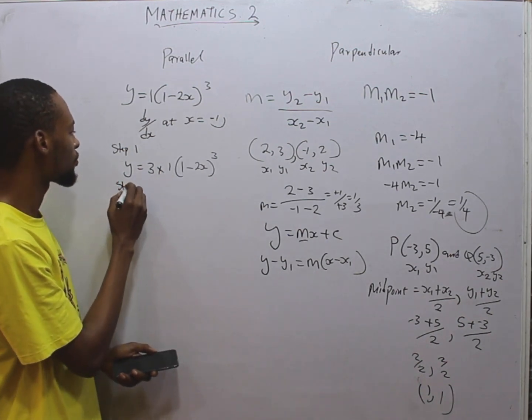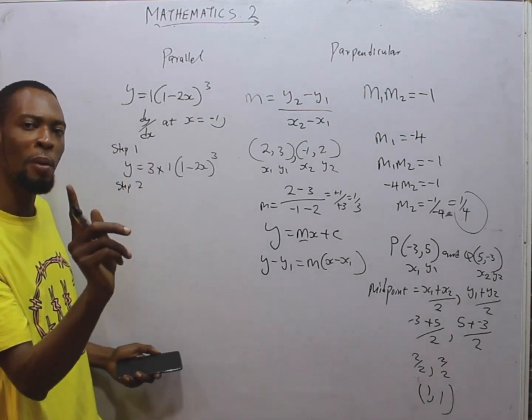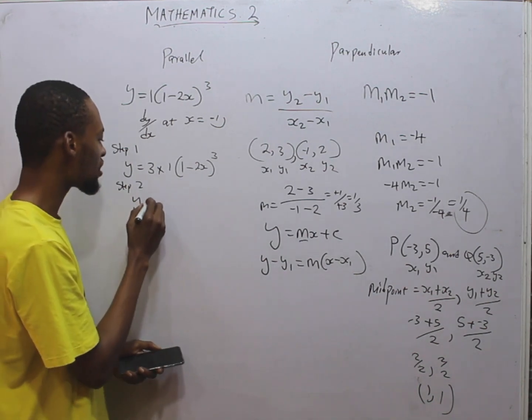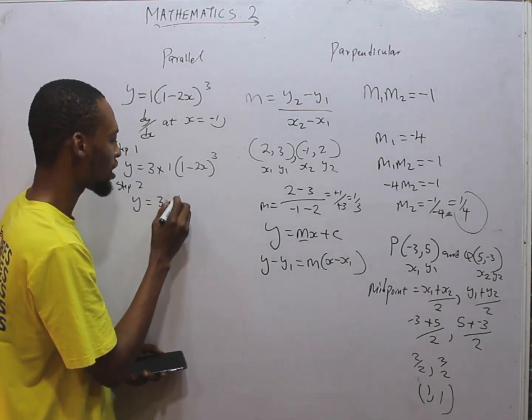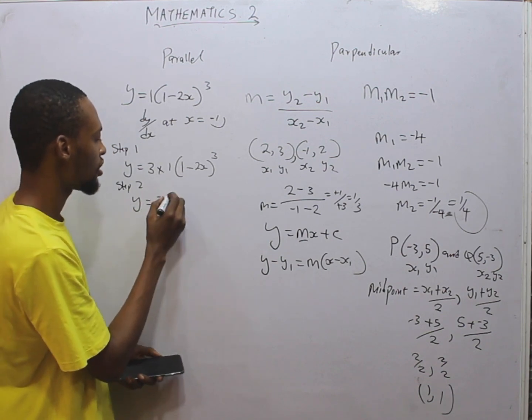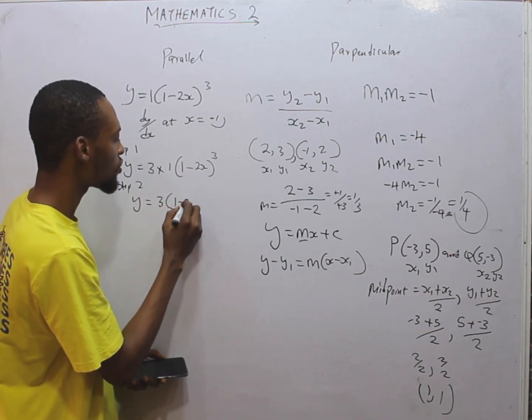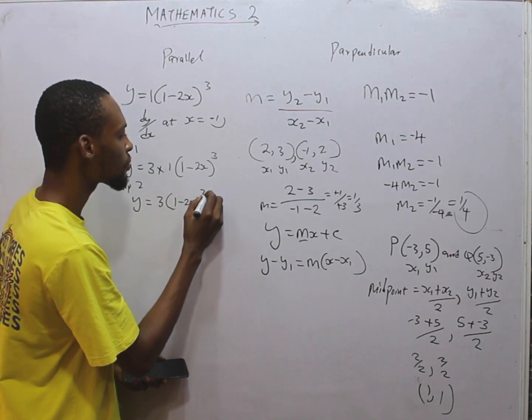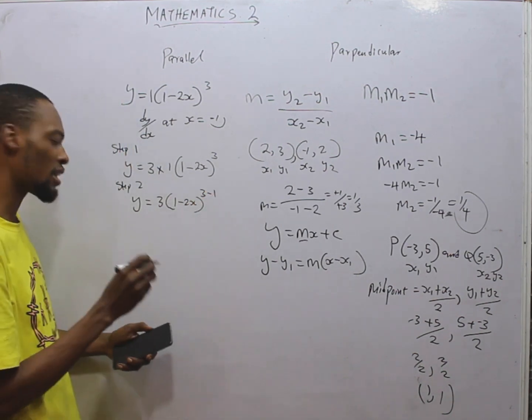Step 2. Subtract 1 from the power. This will be y is equals 3 times 1, this is already 3 times 1 is 3, 1 minus 2x, 3 minus 1. Subtract 1 from the power.